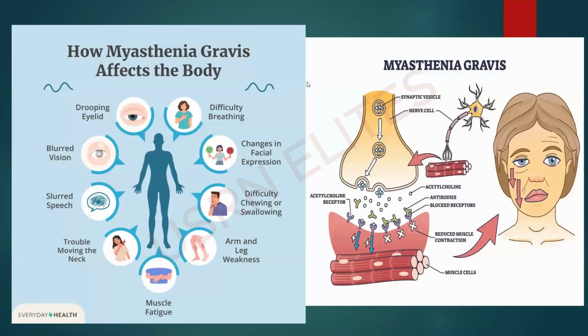So it is the same thing happening in myasthenia gravis, but in myasthenia gravis it's happening at the neuromuscular junction, and in Alzheimer's disease it's happening in the brain. In both myasthenia gravis and Alzheimer's disease, you have low acetylcholine, but with Alzheimer's disease, the low acetylcholine is happening in the brain, and with myasthenia gravis, the low acetylcholine is happening in the muscle.